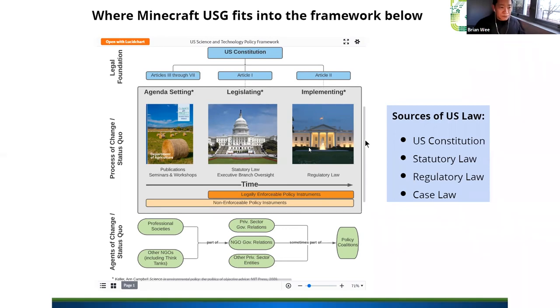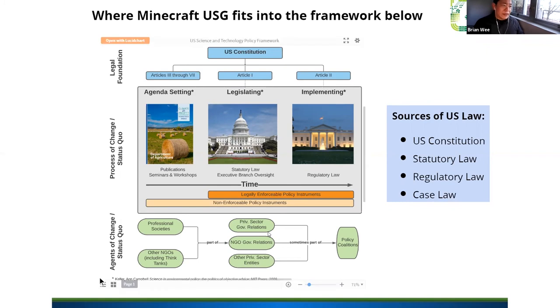They're all law. And as you can see here, in the sources of law, you have the Constitution as the supreme law of the land, and that is laid out in Article 6 of the Constitution. Under that, you have statutory law, meaning stuff passed by Congress. And underneath that, regulatory law, things executed by the agencies. And this messy thing called case law, which we won't really quite go into.